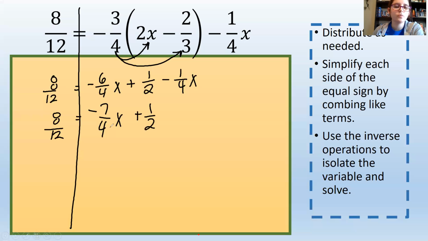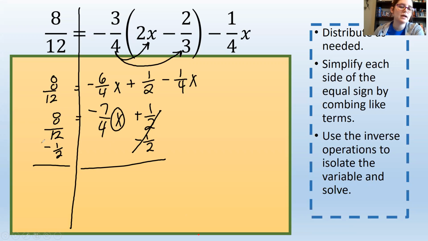Now it's time to move the 1/2 to the opposite side. So I'm going to do that by subtracting. A positive and a negative of the same number cancel. I'm going to have to change my 1/2 into something with a common denominator of 12. And I know that I can multiply a 2 times a 6 to get 12. So 1 times 6 is 6, my mistake. Okay. 8/12 minus 6/12 gives me 2/12.